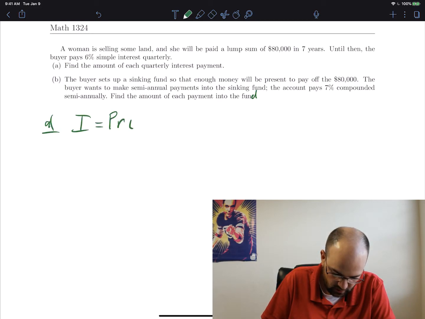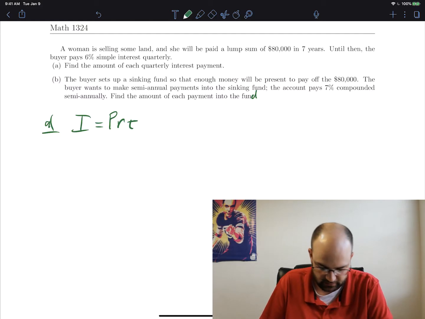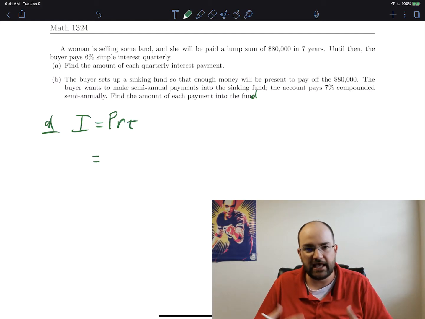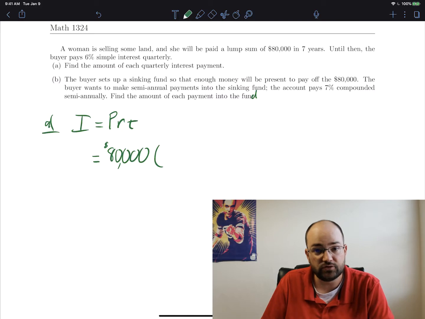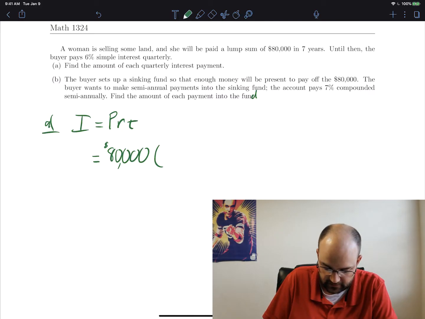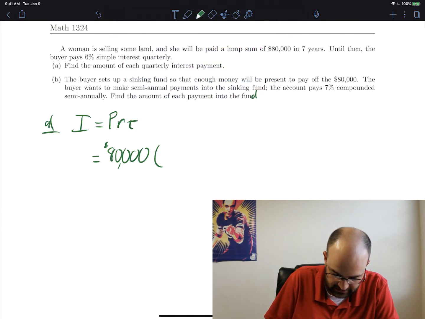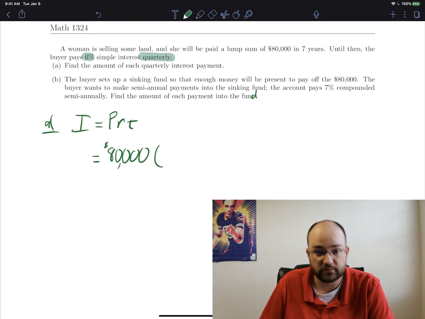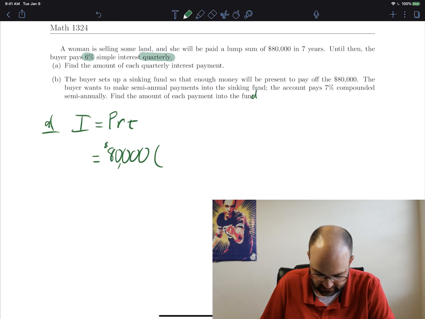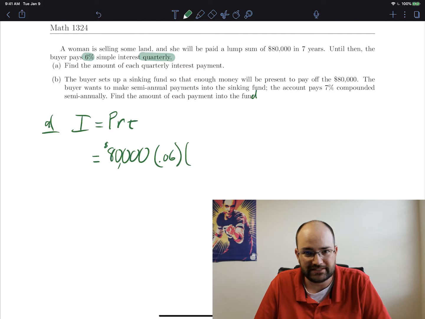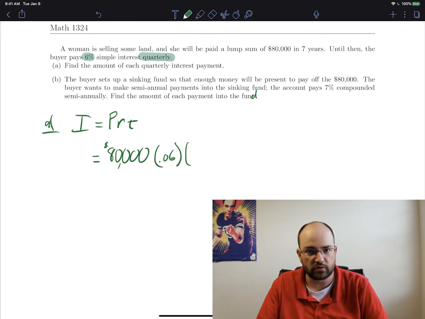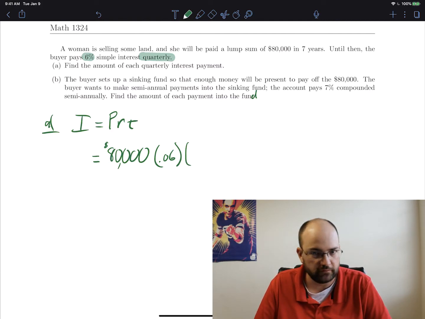Okay, so remember, simple interest is just the original formula that we saw, PRT. In this question, the P is how much the land is worth. So we have 80,000 times the interest rate that we're given, which is 6%, and then quarterly. So 6% would be 0.06. And the quarterly is the time, basically. How much of a year is a quarter of a year?